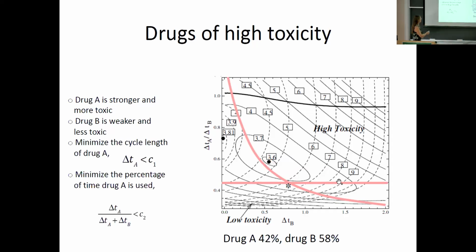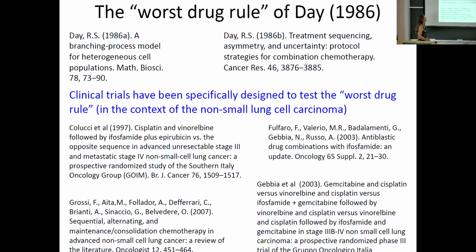So here we assume that drug A is stronger and more toxic, B is weaker and less toxic. We minimize the cycle lengths of drug A, so we're below this line. And we minimize the percentage of time drug A is used, so we're kind of at this point. So it modifies the optimal treatment. So we found the most mathematically optimal treatment and modify it by using these considerations of side effects. Okay, so we can do that, but let me just continue the story of Day and his publication.